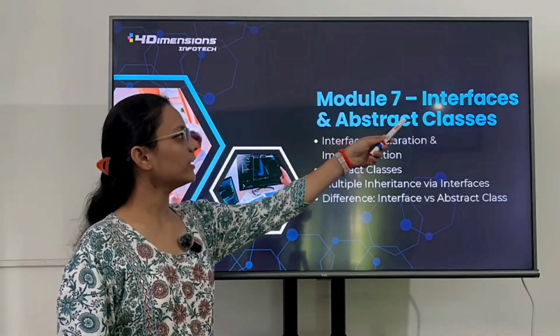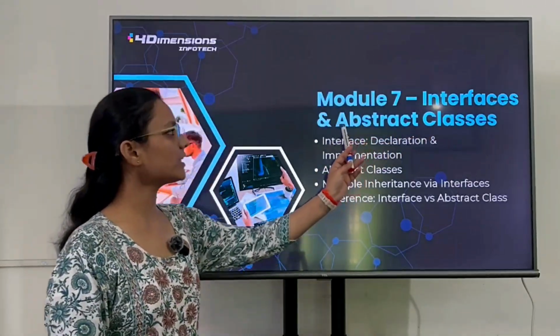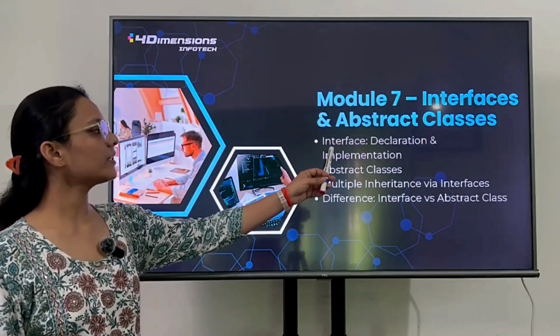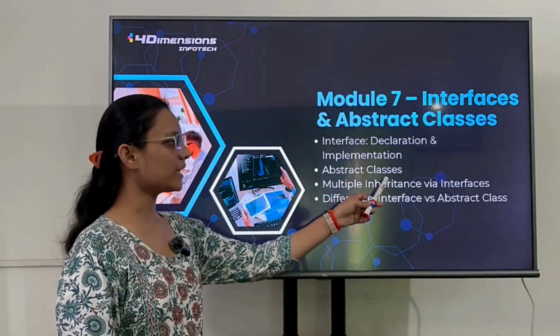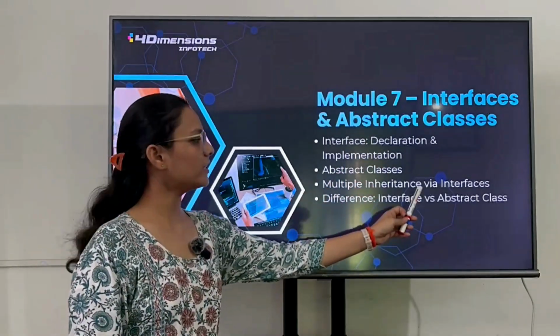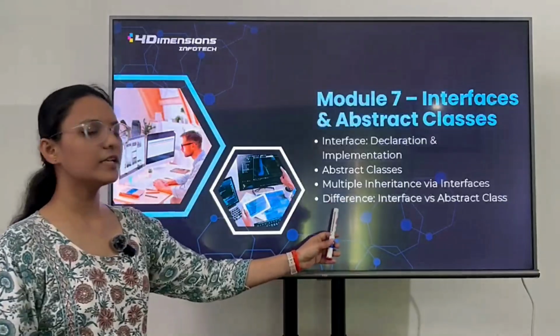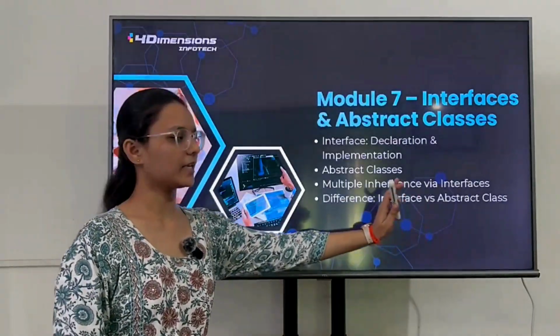Next, Module 7. In Module 7, we have to learn about interfaces and abstract classes. Here we will see interface declaration and implementation. Next, abstract classes, multiple inheritance via interfaces, and the differences between an interface and an abstract class.